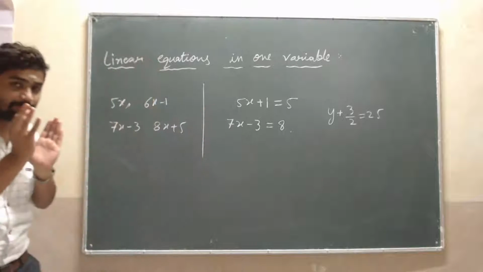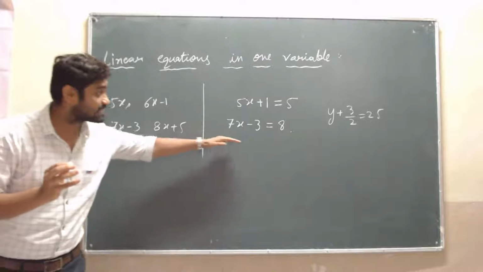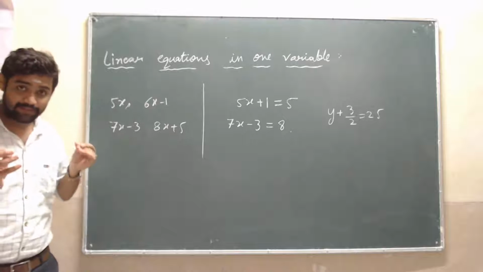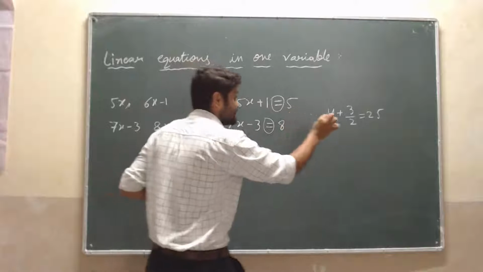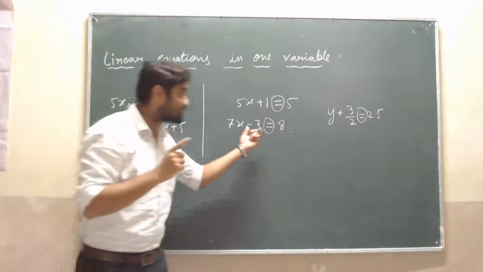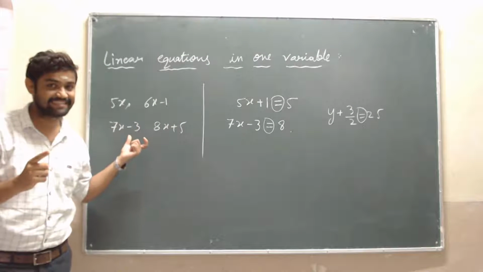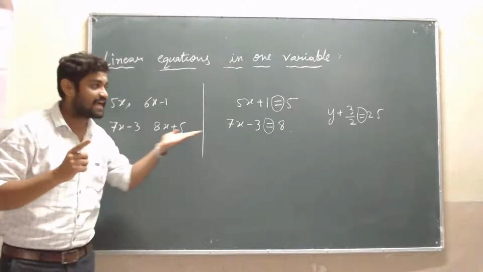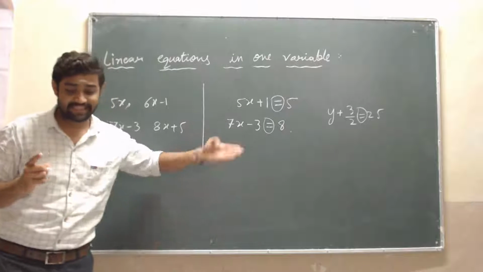Can you compare both of these? What is the difference between these two? Yes, in the equations we see this equal sign. Are you getting my point? In the equation we can see an equality sign, but in the expressions we can't. That is the major difference between algebraic expressions and algebraic equations. These are the basic things.